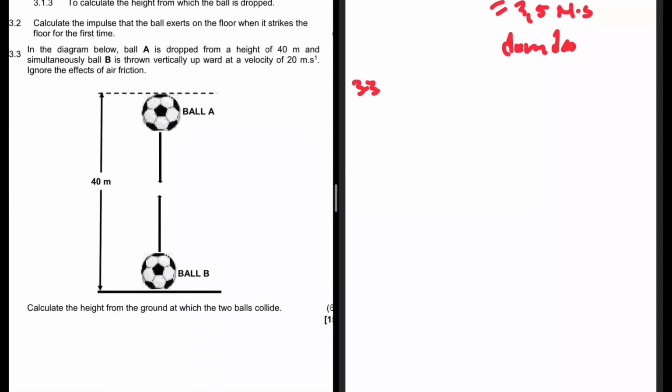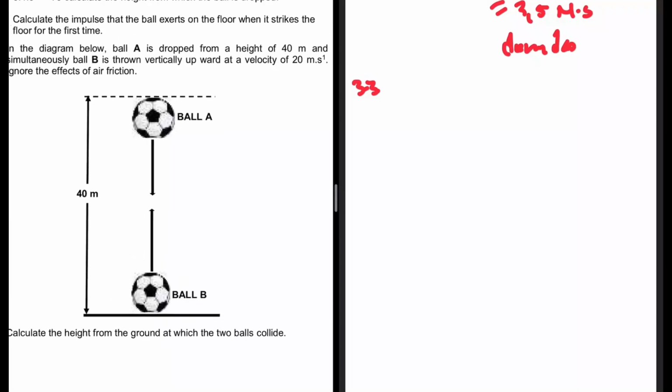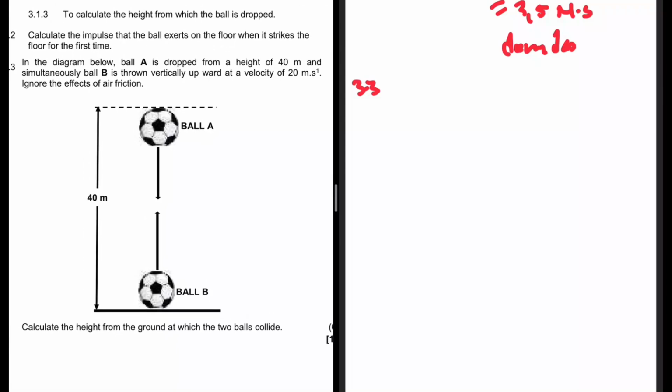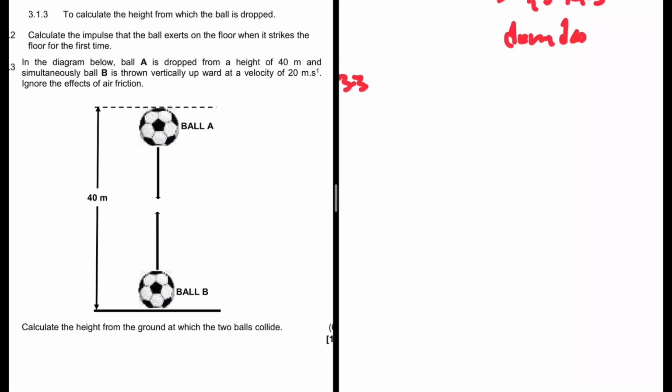3.3. In the diagram below, ball A is dropped from a height of 10 meters and simultaneously ball B is thrown vertically upward at a velocity of 20 meters per second. Ignore the effects of air friction. Calculate the height from the ground at which the two balls collide. Okay. So obviously in the course we have talked about this question and exactly how to approach it, right? But let's just take a look at it again.